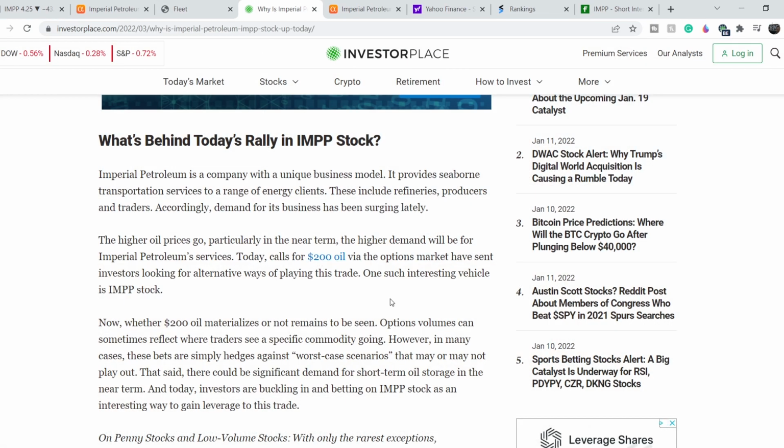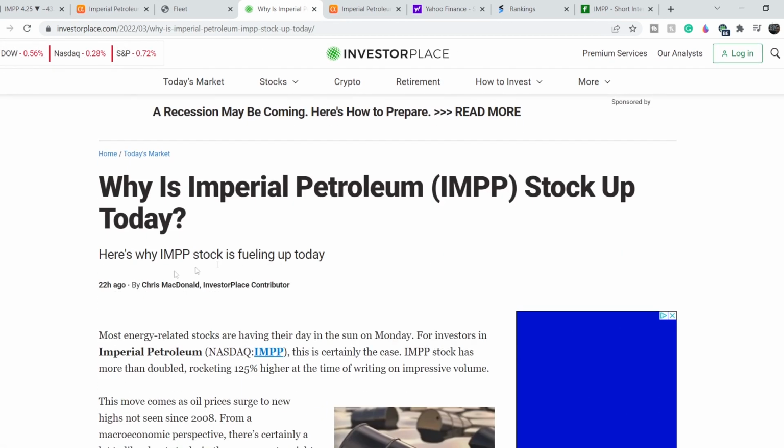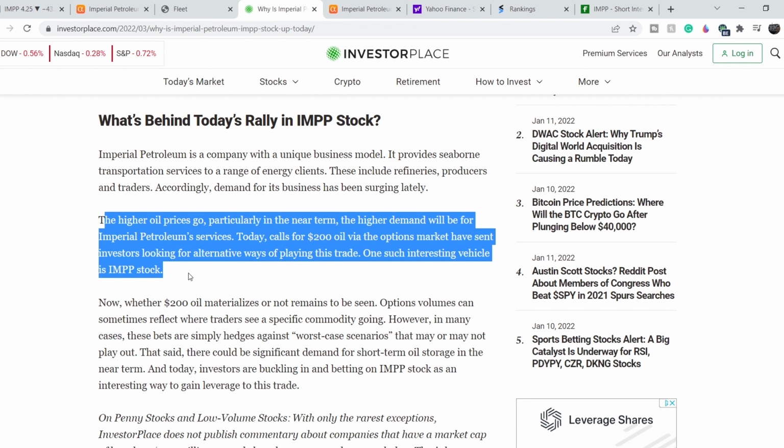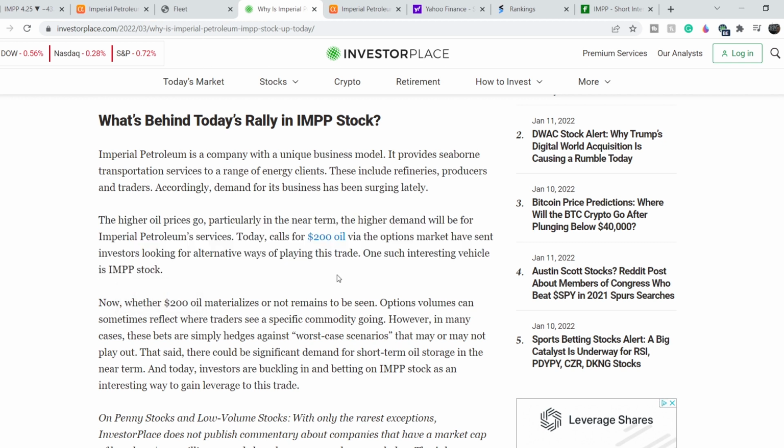And let me show you this article. We are on InvestorPlace, and this article was published just 22 hours ago, and it's titled "Why is Imperial Petroleum stock up today?" And let me quote it to you. What's behind today's rally in IMPP stock? The higher oil prices go, particularly in the near term, the higher the demand will be for Imperial Petroleum's services. Today, calls for $200 oil via the options market have sent investors looking for alternative ways to play this trade. One such interesting vehicle is IMPP stock.